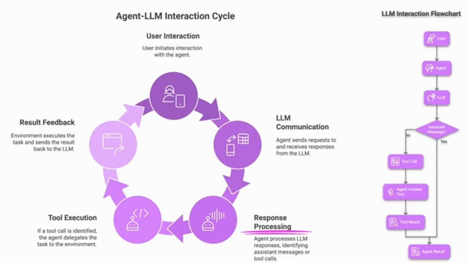Is this a final answer for the user? Or does it require calling a tool like an API, database, file system, or calculation? If a tool is needed, the flow moves to tool execution. The agent invokes the required tool in the environment. This is where real work happens outside the LLM. After that, result feedback kicks in. The environment returns the result of the tool execution back to the agent, which then sends it to the LLM so it can reason over the new information. This loop can repeat multiple times until the agent produces a final answer for the user.